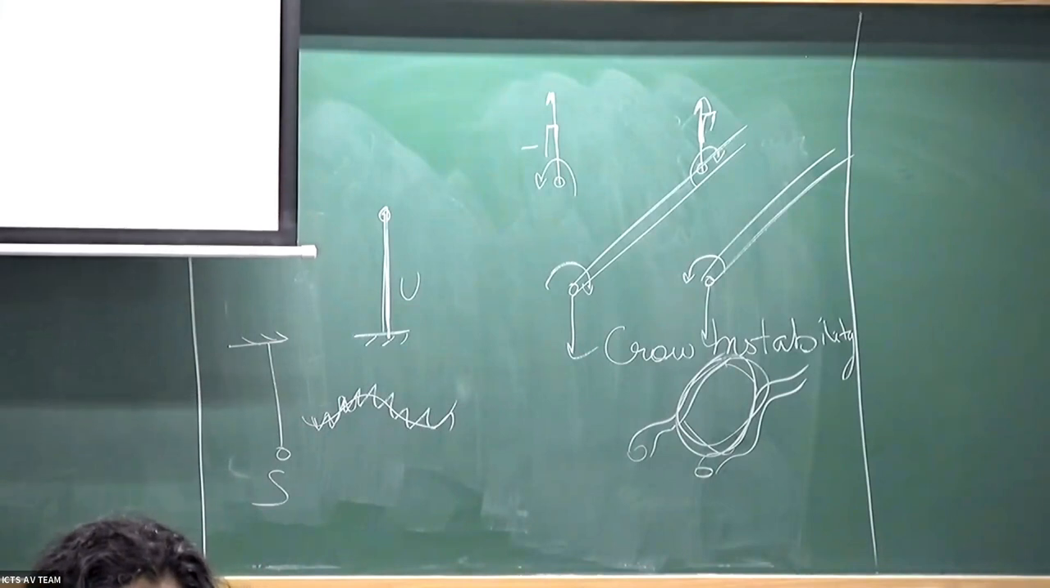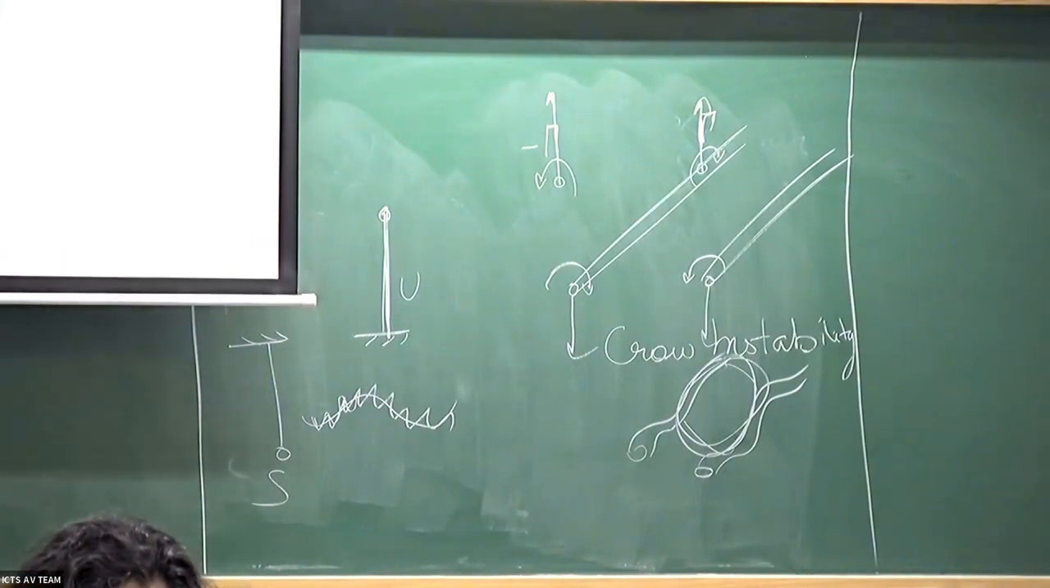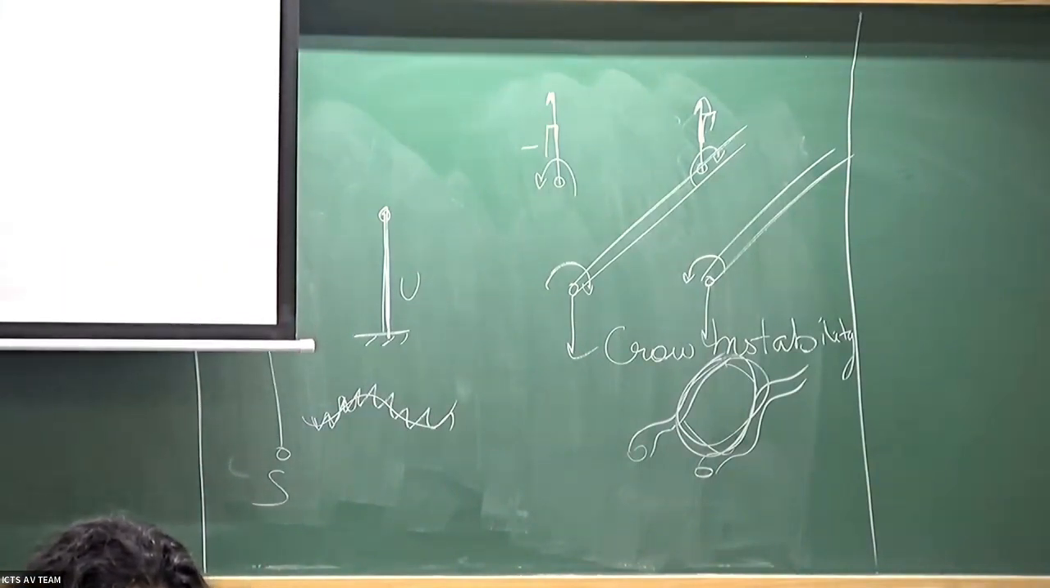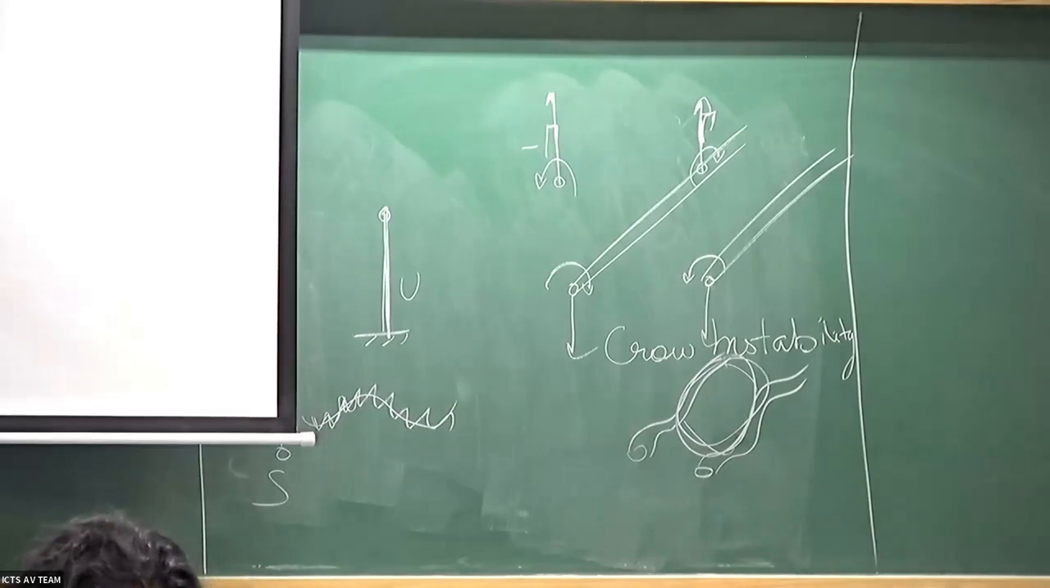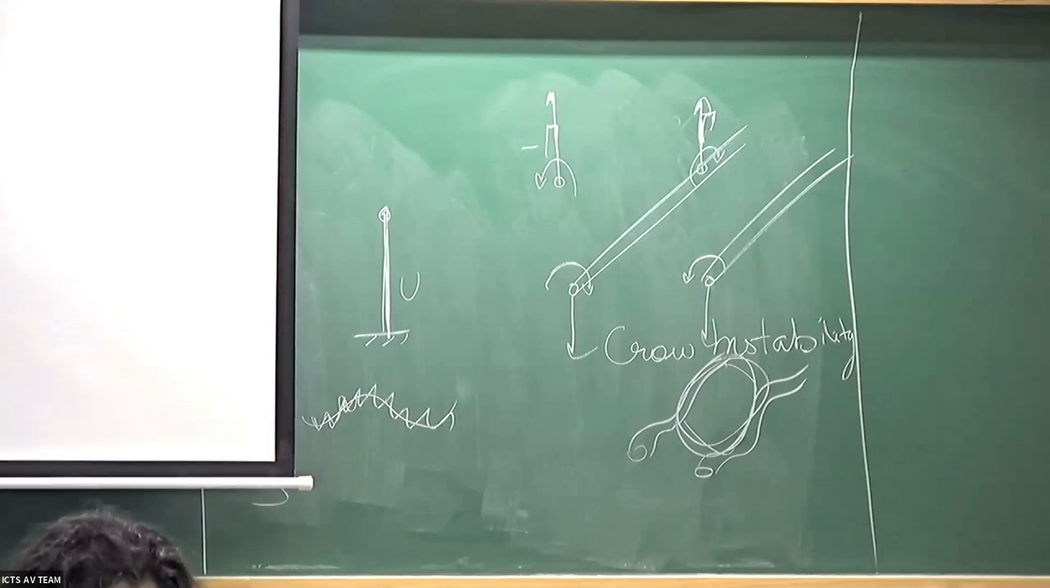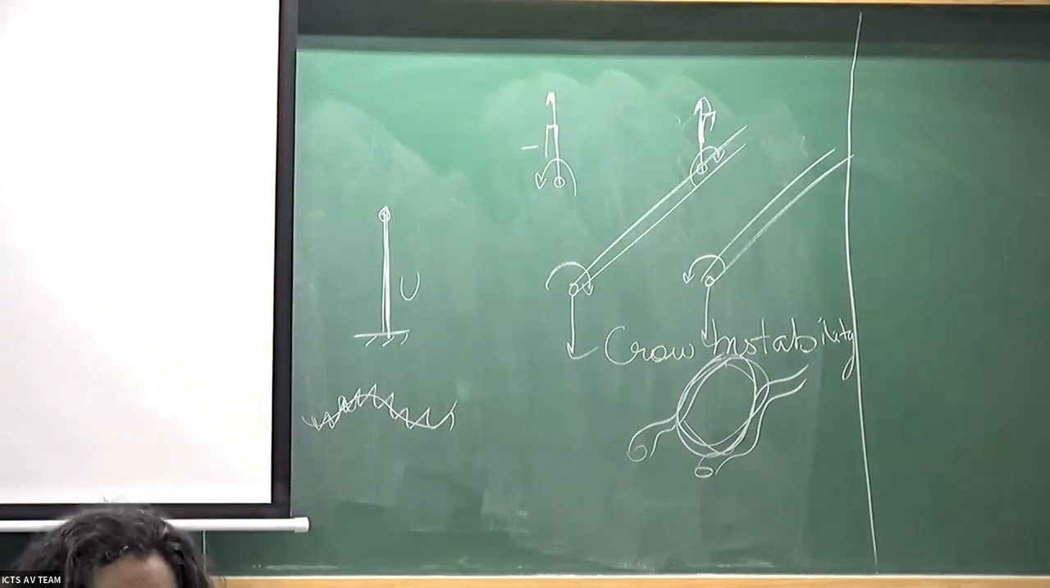Say instead of having them like this, if one is going like this and one is going like this, and a particle is just here in between them, will it find stability? No, it will be running faster. That's what Rajarshi was saying.